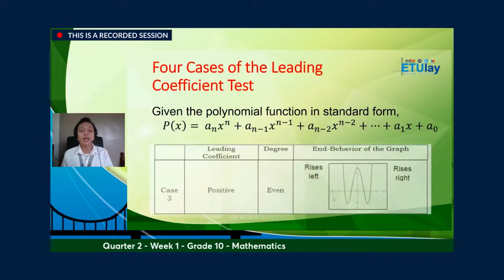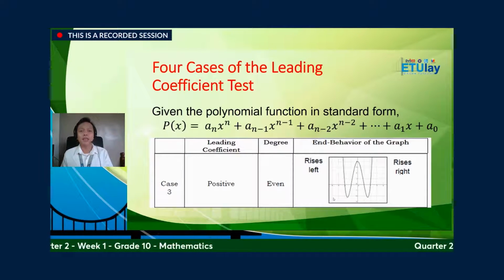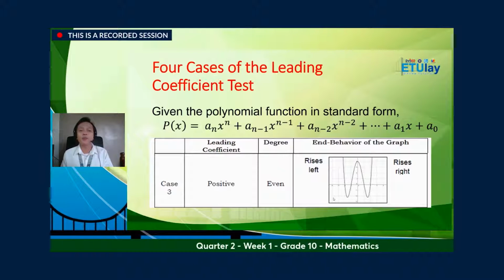Now let's have our case number 3. If the leading coefficient is positive and the degree is even, our end behavior of the graph, which is the left tail, rises and the right tail also rises.